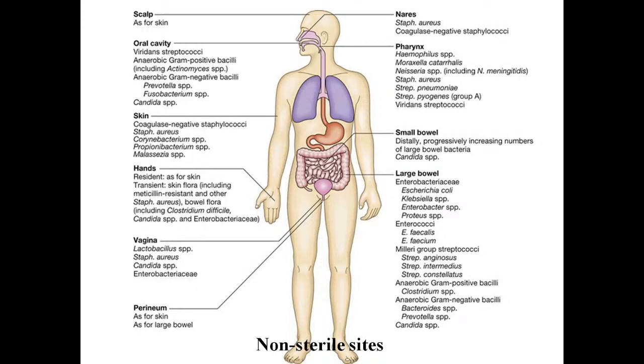Lymph, blood, cerebrospinal fluid must be sterile. Brain, head, kidneys, liver must be sterile. So all internal organs, especially parenchymatous organs like liver, lungs, kidneys, spleen must be sterile. Organs that interact with environment like skin, oral cavity, pharynx, nasopharynx, vagina, intestine, because we eat food, these organs are non-sterile.